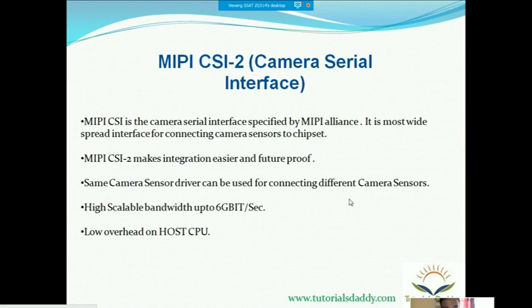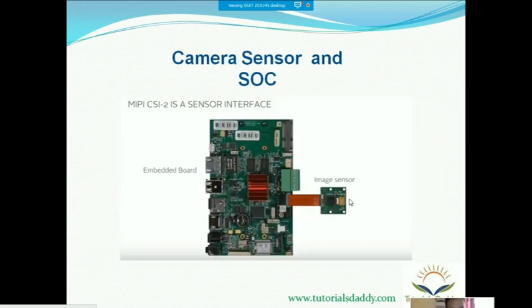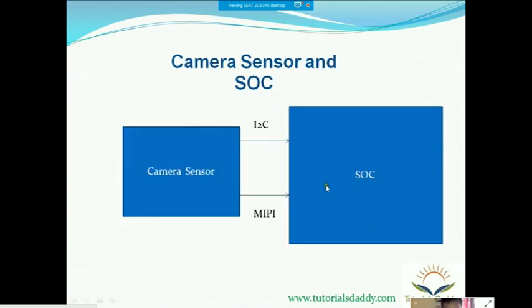And the other thing is, because MIPI CSI has functionality to control data and transfer data at a very high rate, it reduces the overhead on the host CPU. The CPU which will be sitting on the SoC side has to be less worried about the data which is coming from the camera sensor interface.